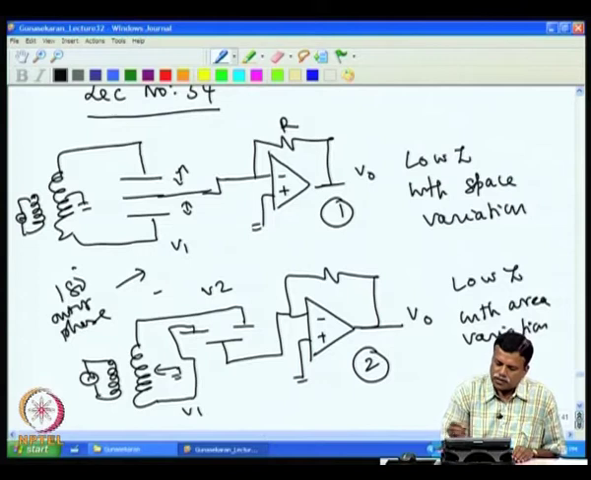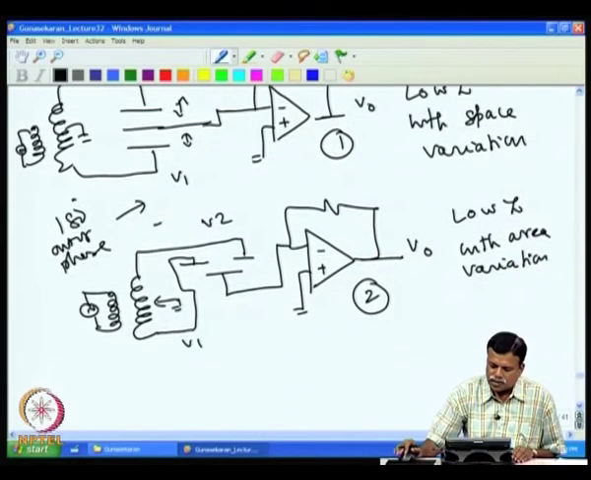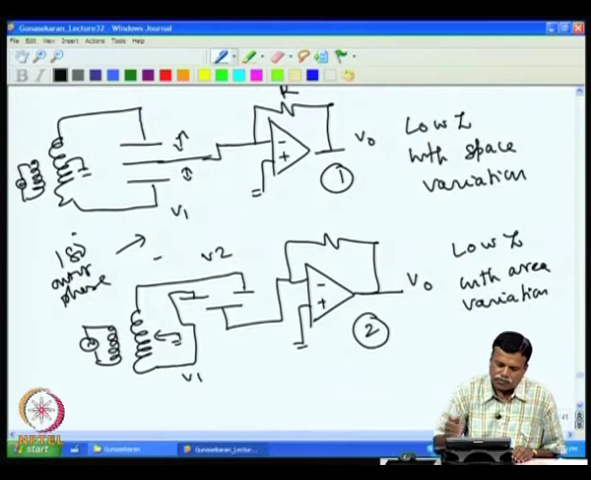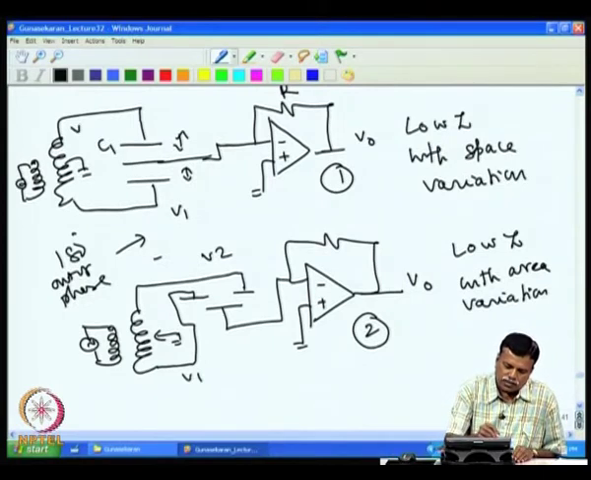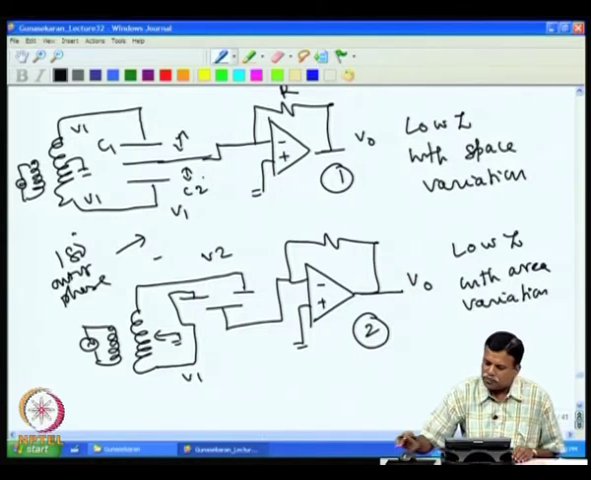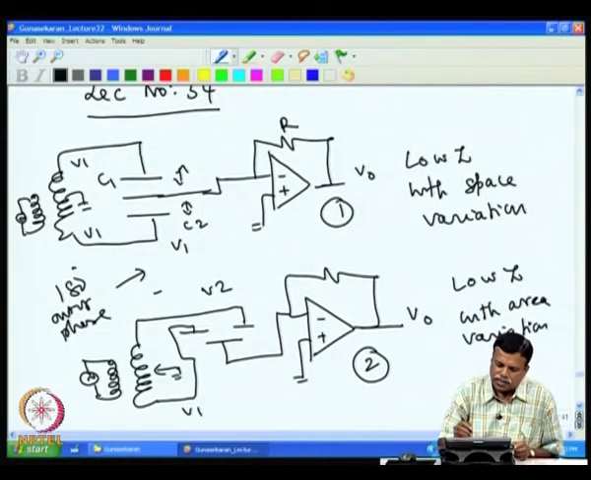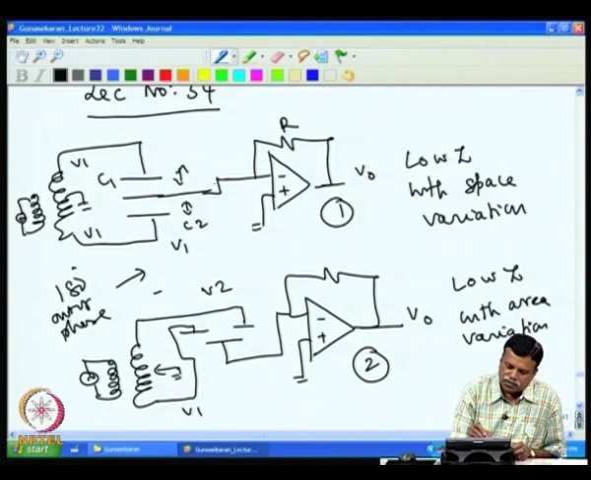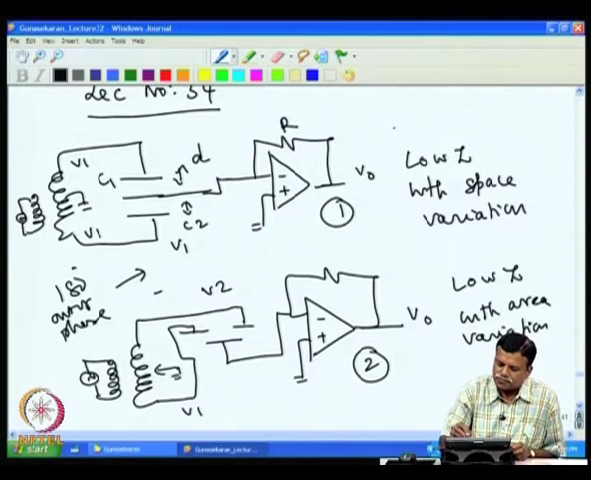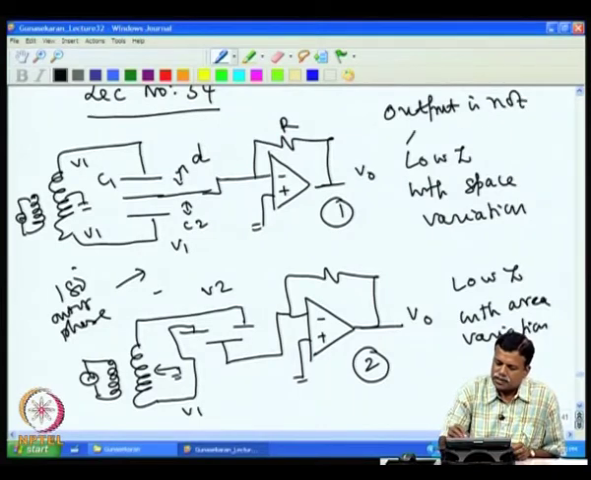Now, in this case the output voltage is given by, suppose we take this one as C1 and this is V1 and this is also V1 and this is C2. We had shown in the previous class what the output voltage is. It was shown that the output is not linear with the displacement D. The output voltage is not linear with D.